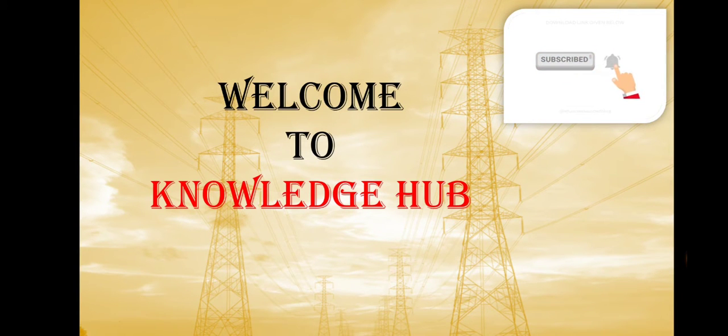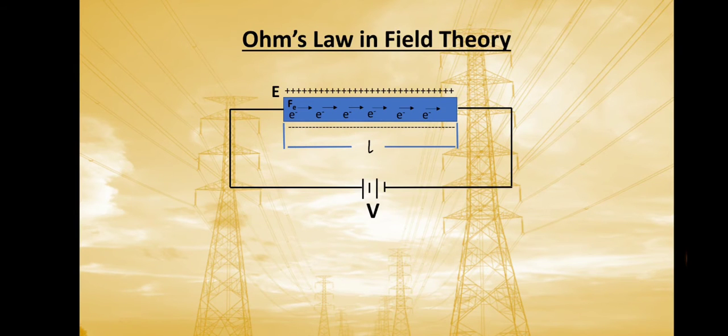Today our topic is Ohm's law in field theory. In the previous class we studied Ohm's law definition. I took one conductor, the length of the conductor is L. I connected this conductor to the terminals of the battery. The battery voltage is V.